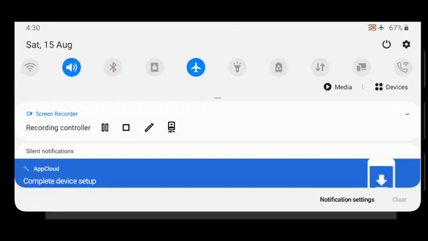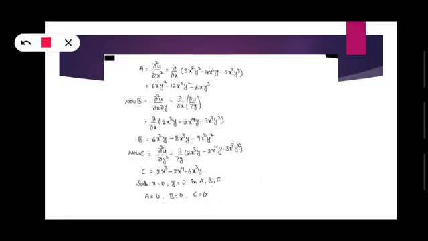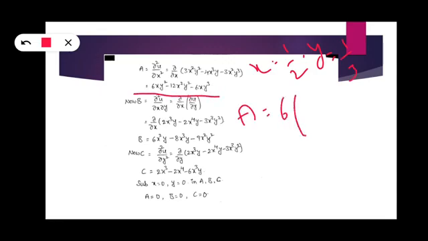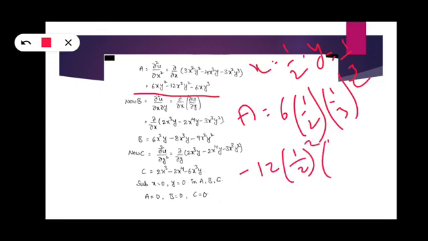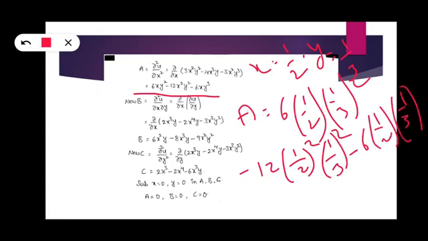Substitute x equals 1 by 2, y equals 1 by 3. Then a is equal to 6 into 1 by 2 into 1 by 3 whole square, minus 12 into 1 by 2 whole square into 1 by 3 whole square, minus 6 into 1 by 2 into 1 by 3 whole cube.